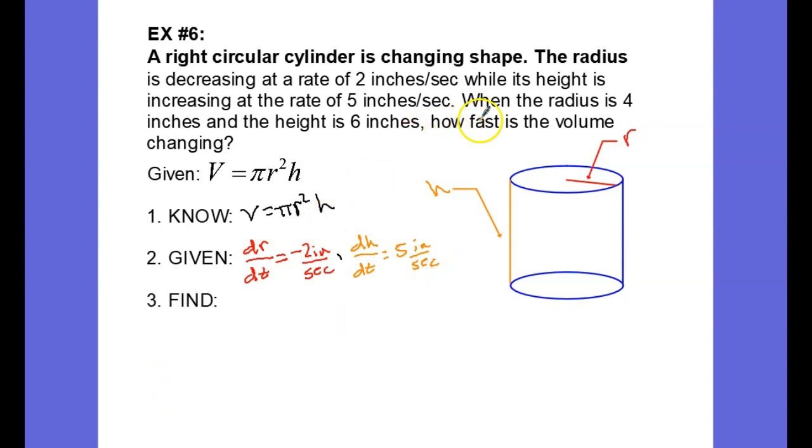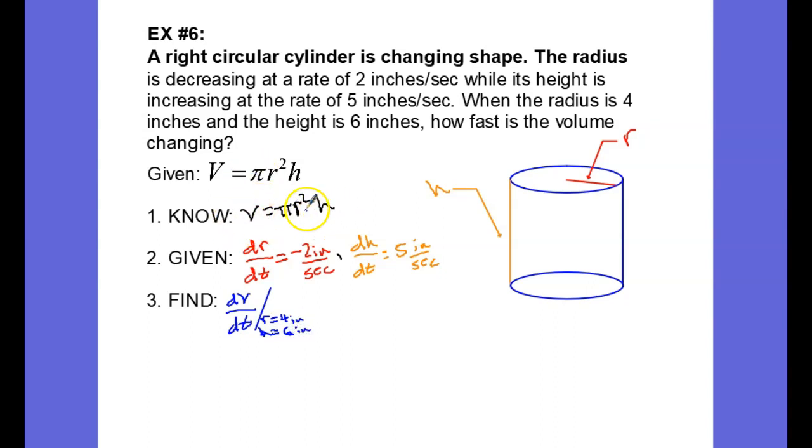Now let's see what we should find. It says when the radius is 4 inches and the height is 6 inches, how fast, in other words, what is the rate of change of the volume? How fast is the volume changing? So we're looking for dV/dt. And now we're evaluating at 2 different parameters. They want the radius to be equal to 4 and the height to be equal to 6 inches.